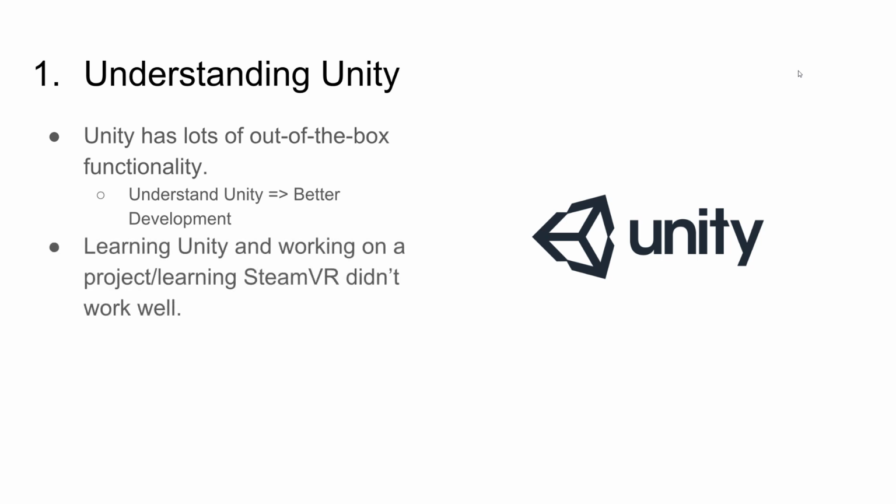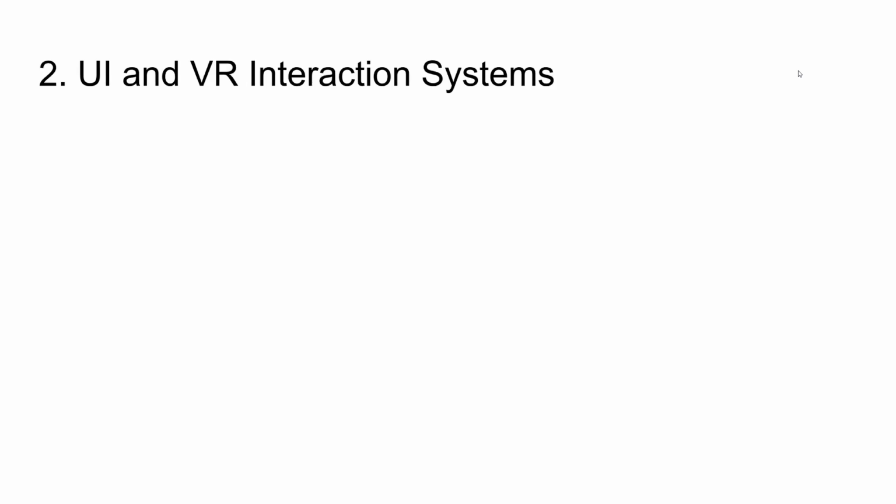Another one of the lessons we learned was that trying to learn Unity and work on the project, which is what we did this year, didn't work so well. Or learning how to work with VR. SteamVR is Steam's cross-platform interface for VR, and that, again, didn't work out well. We were split in too many directions, which is, like I said, one of the reasons why we're encouraging developers to get familiar with Unity before they start working on the projects for G Seal. So with that in mind about Unity, I want to move on to UI and VR interaction systems.